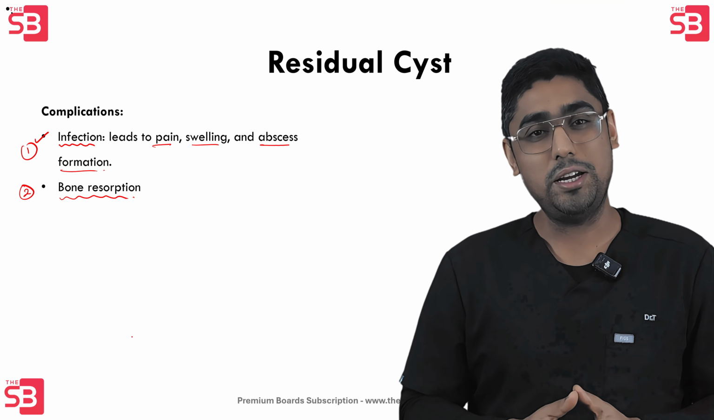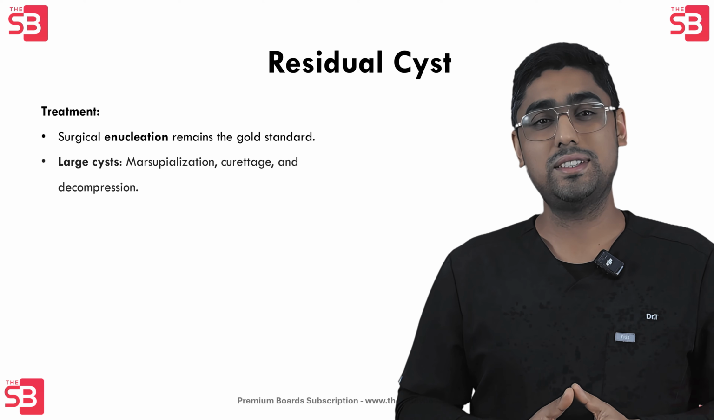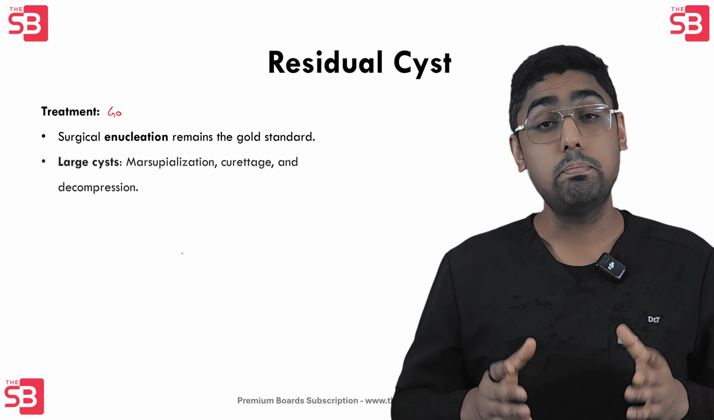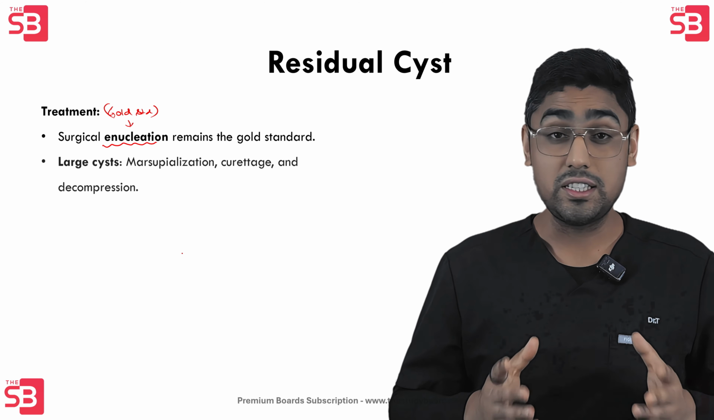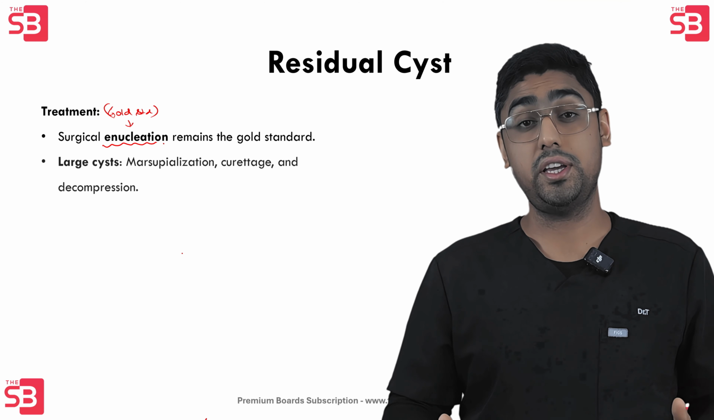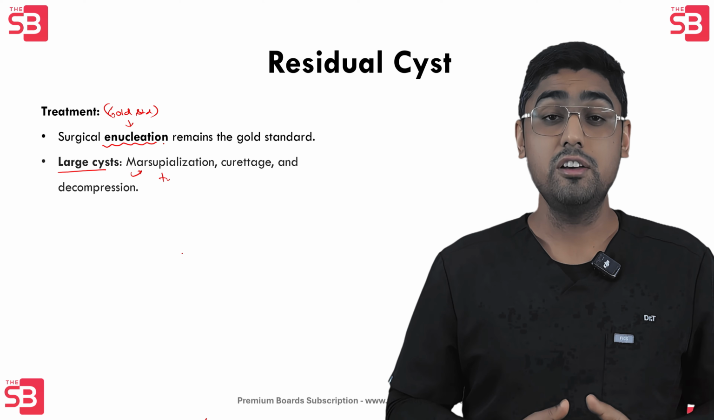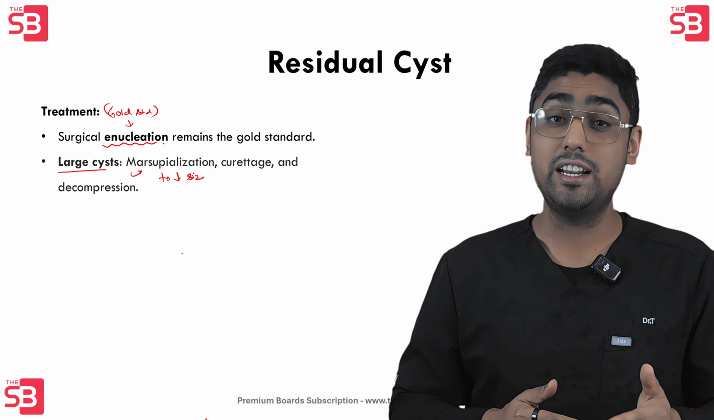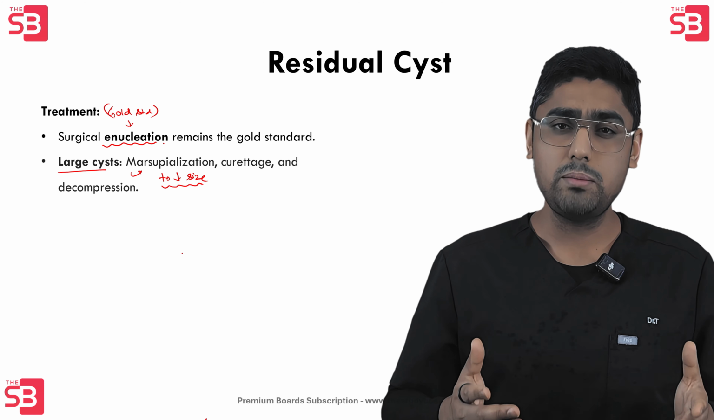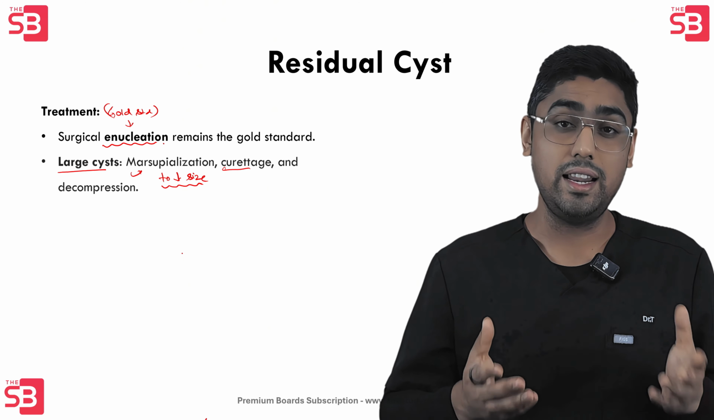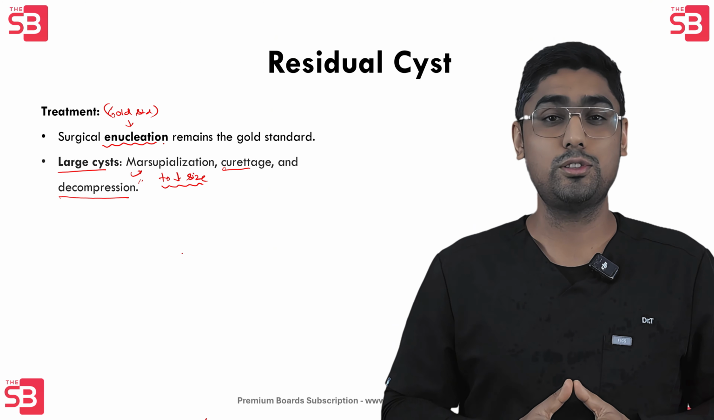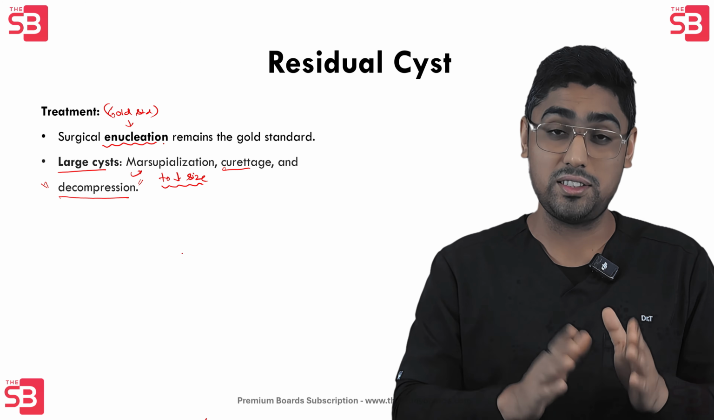Now let's discuss the treatment. Now the gold standard for residual cyst is enucleation, complete removal of the cyst and its lining to prevent recurrence. And if the cyst is large or in a challenging area, then marsupialization can be done, firstly to reduce its size before any definitive surgery is performed. And sometimes curettage is also performed to remove any remaining lining, and in selected cases, decompression can also be used to relieve pressure and shrink the cyst gradually.